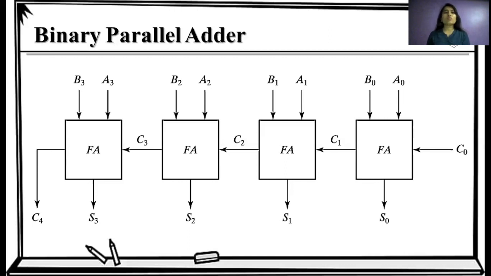So this is how a binary parallel adder works. Here we enter these bits A and B parallelly, but the carry of the previous stage is forwarded to the next stage. After the calculation of addition, we have the sum bits and carry bit.